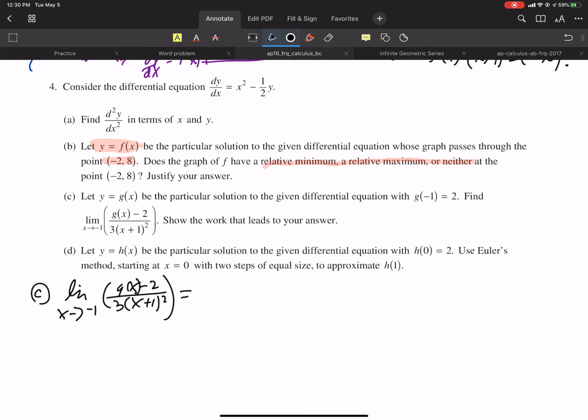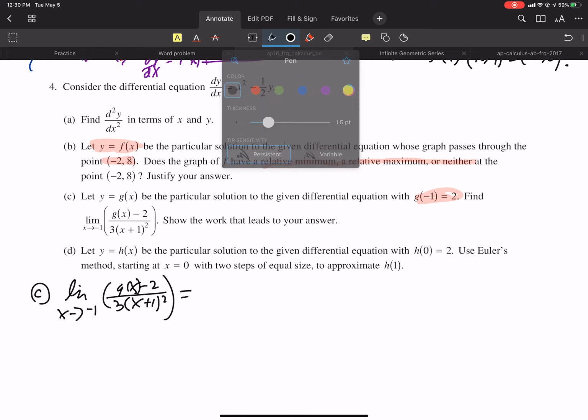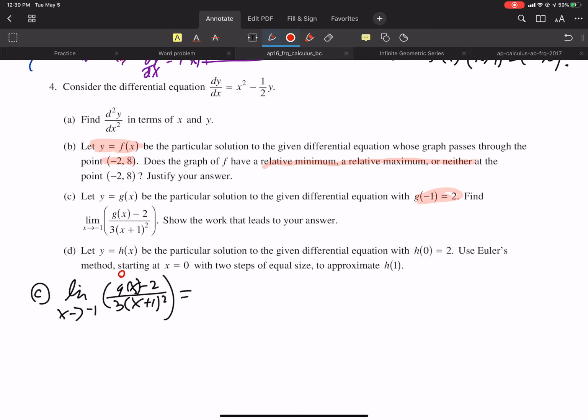Okay, g. So g of negative 1, they tell us, is 2. So the top's going to be 0. I bet you it's L'Hopital's. I'm just guessing. The bottom is 0. Do not say this equals 0 over 0. That is not correct. This is indeterminate. We do not know what's happening at that point. We have to use L'Hopital's.